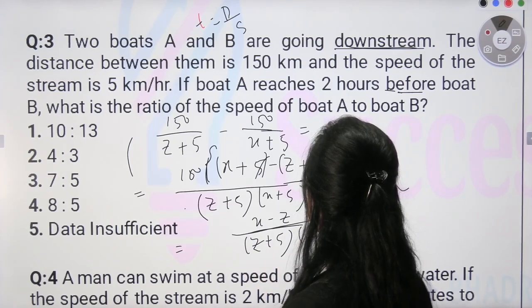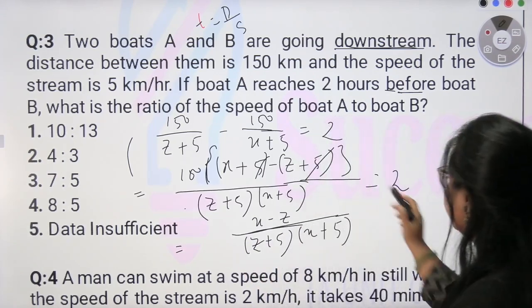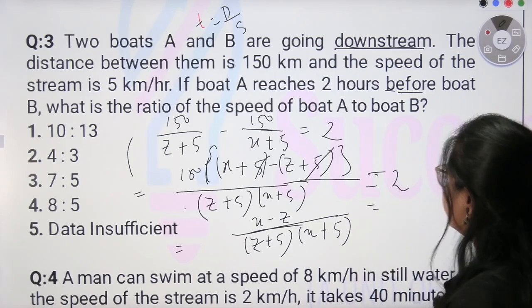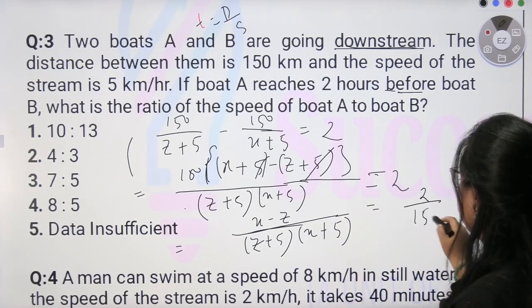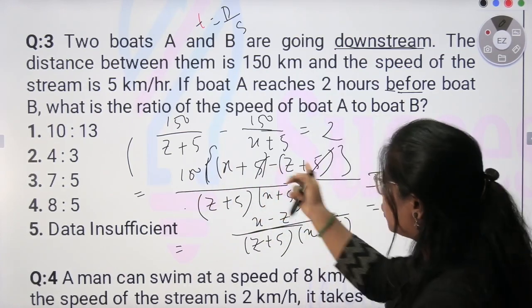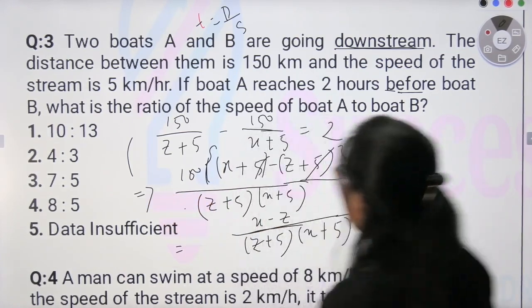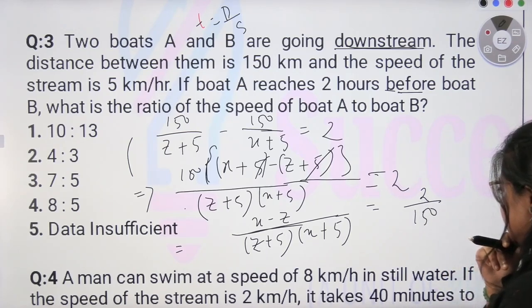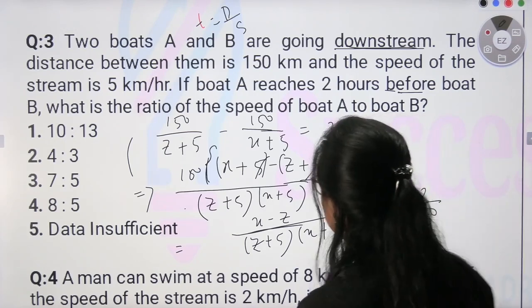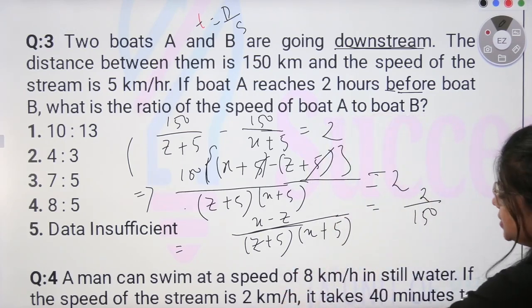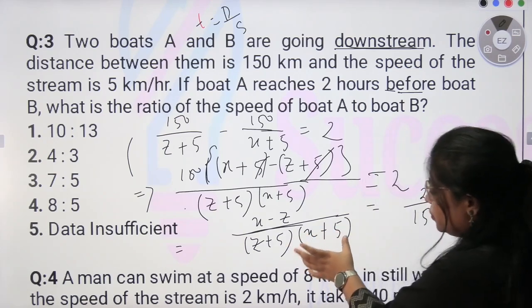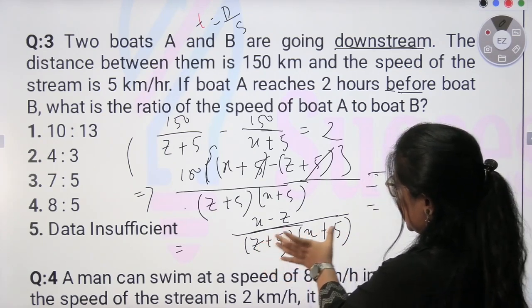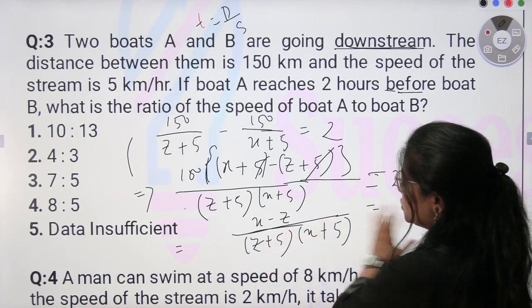After that it is mere calculation and nothing else. Concept was this only. Concept was this. After that all is calculation. So from here we can write 2 by 150. If I bring that 150 from the left side to right side, then I will get this as this. Fine. So from here Z plus 5 and X plus 5, if I multiply, then we will get XZ, 5X, 25.